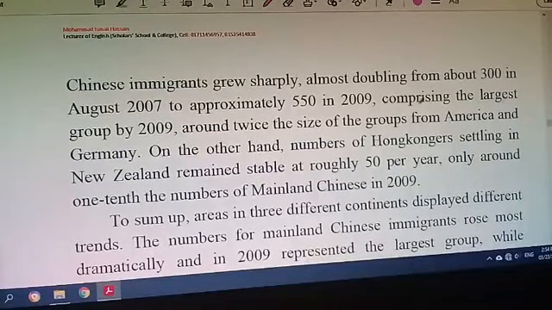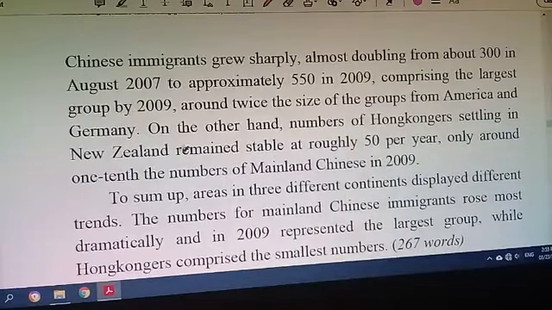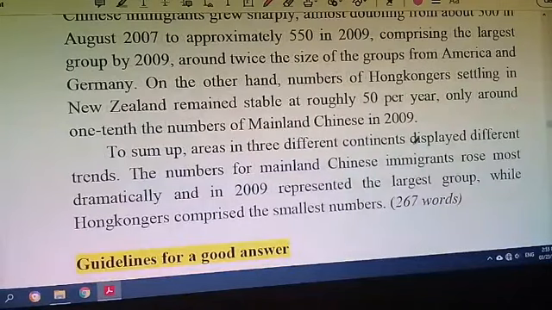This way, comprising the largest group of 2009, around twice the size of the group from America and Germany. On the other hand, numbers of Hong Kongers, that is, people coming from Hong Kong, settling in New Zealand remained stable at roughly 50 per year. So it is a comparative study.